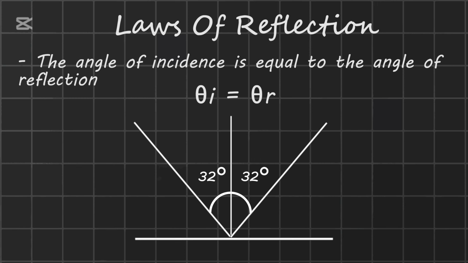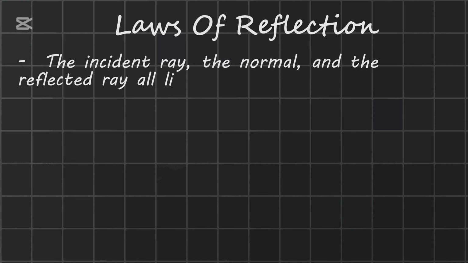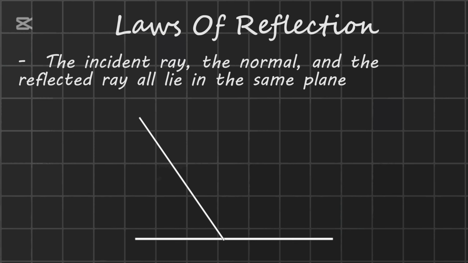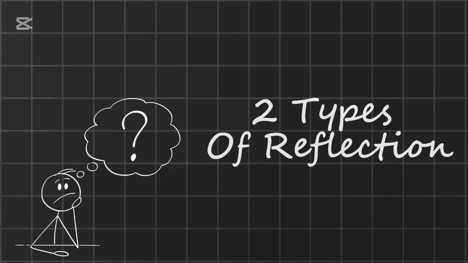With the first law done, let's move into the second law. The second law describes that the incident ray, the normal, and the reflected ray all lie in the same plane. This means that no matter the angle at which the light strikes the surface, they will always remain in a single, flat, two-dimensional space. With the laws explained, let's move on to the two types of reflection.